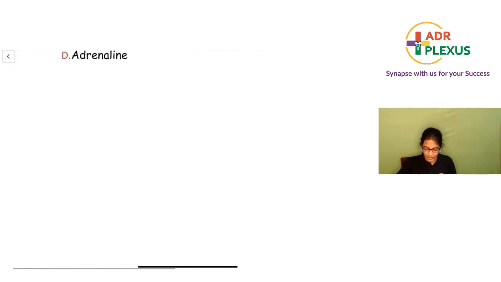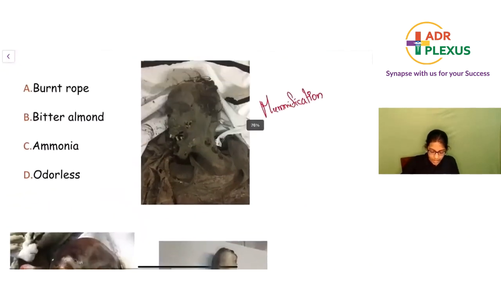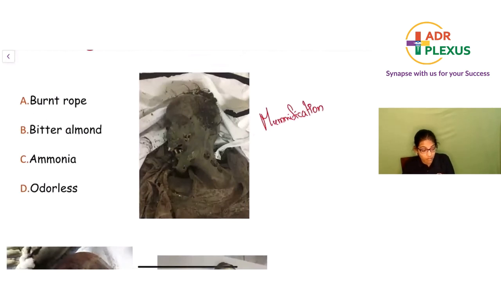Okay, the last question. I've kept this as the last question because it's a combination of both thanatology and toxicology. The odor in the given case will be, so first we have to identify the image. The image is that of a mummified body, right? Mummification. A mummified body is well preserved. What happens in mummification is dehydration. You can see that the skin is fully dehydrated, dry, parchment-like, stretched over all the bony prominences, leathery, right?